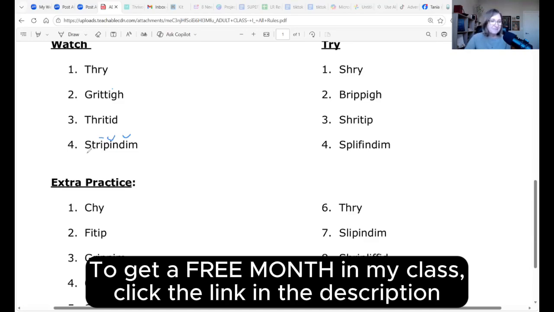Here we have a 3-letter consonant blend. So S, T, R, I, P, I, N, D, I, M. Successive blending, easiest way to not let any sounds in or out. St, stir, stry, stripe, stripey, stripin, stripined, stripindim. Make sure you grab that R.